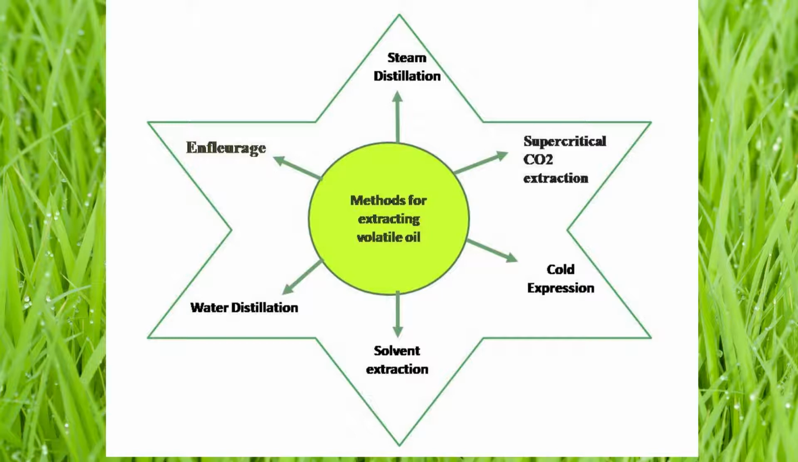The next method is the enfleurage method. It is the oldest method. In this method, highly purified and odorless vegetable or animal fat like lard or tallow is spread over a large pan, and it is warmed at about 50 degrees centigrade, and it is covered with fresh flower petals like rose petals, and it remains as such for several days until the saturation of the fat with the volatile oil is completed.